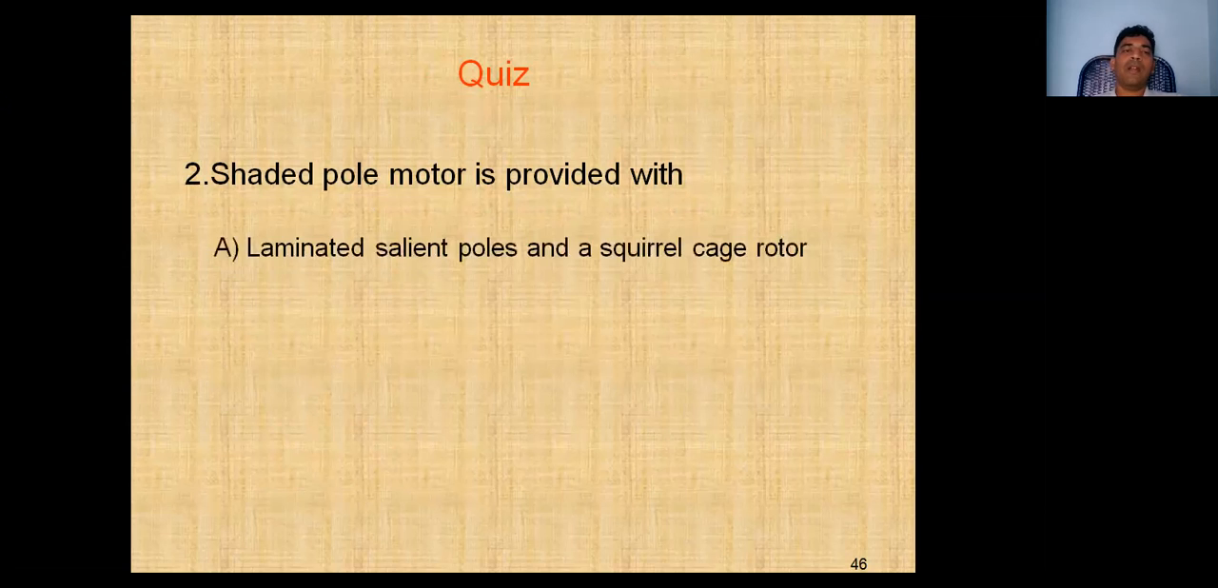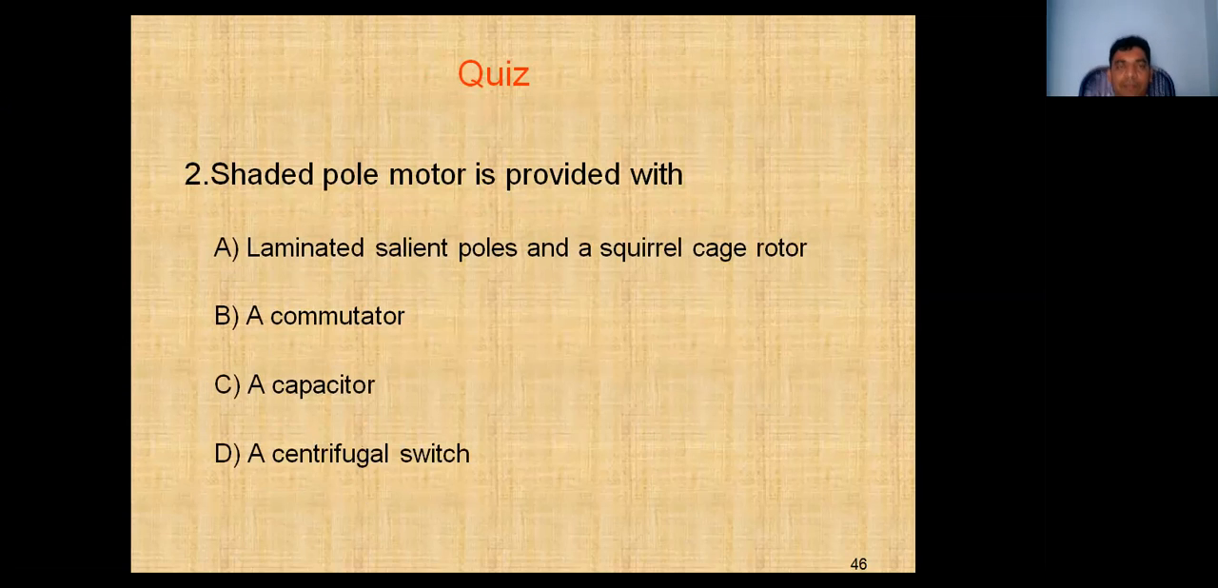A shaded pole motor is provided with: option A, laminated salient poles and a squirrel cage rotor; option B, a commutator; option C, a capacitor; option D, a centrifugal switch. A commutator is a wrong answer. A capacitor is also a wrong answer. A centrifugal switch is also a wrong answer. The shaded pole motor is provided with laminated salient poles and a squirrel cage rotor. Option A is the correct answer.